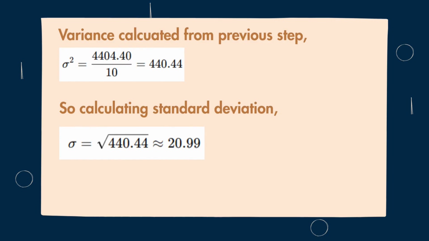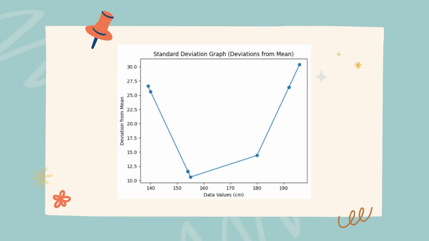A standard deviation of 20.99 indicates that most data points lie about 21 units away from the mean, showing the level of spread in the dataset. We are looking at the standard deviation graph, which shows the actual deviations from the mean. On the x-axis, we again have the data values in centimeters, ranging roughly from 140 centimeters to 195 centimeters.